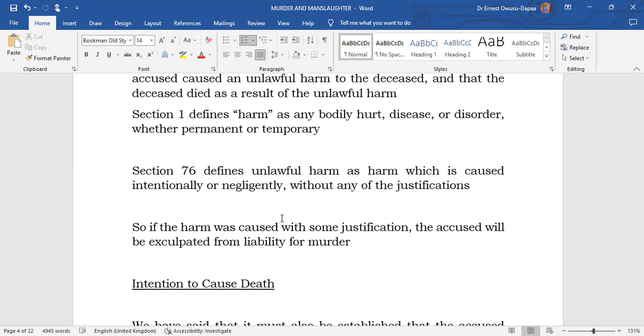by section 76. And section 76 will tell us that a harm is said to be unlawful if it is done without any of the justification mentioned in chapter one. In chapter one, we are talking about from, let's say, section 30 right up to section 45, the various instances in which permissible harm or justifiable harm may be committed.